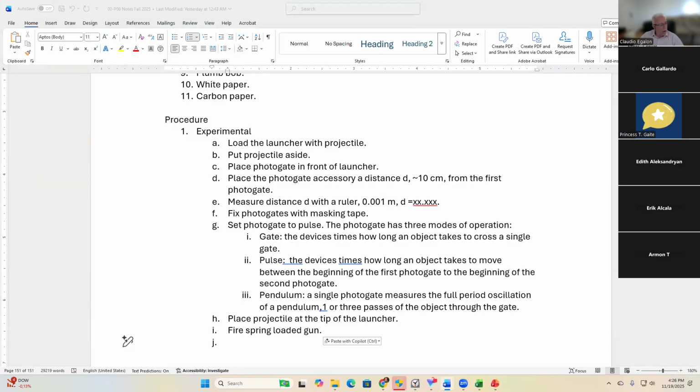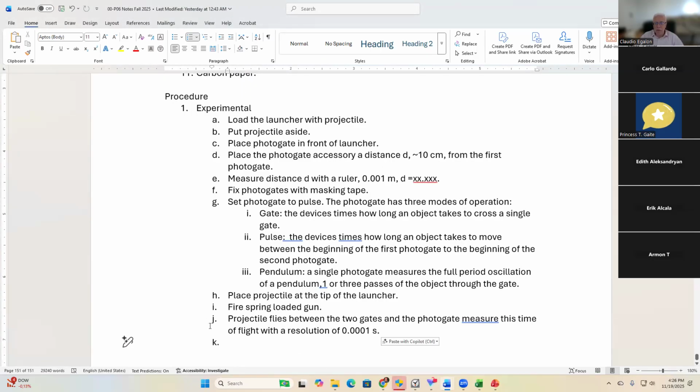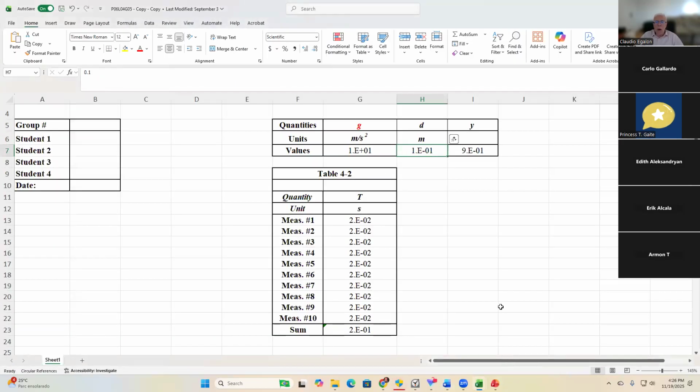When you fire, the projectile is going to fly between the two gates, right? And the photogate will measure the time of flight that it took to fly through the two gates. So the time t is going to be x.xxxx seconds, 4 decimal places in seconds. And now we can go right in here to this table. I'm going to get back to y. Don't worry about the y yet. For g, just have your value already set up and written down: 9.8 meters per second squared.